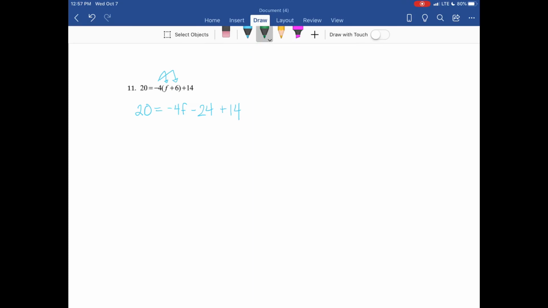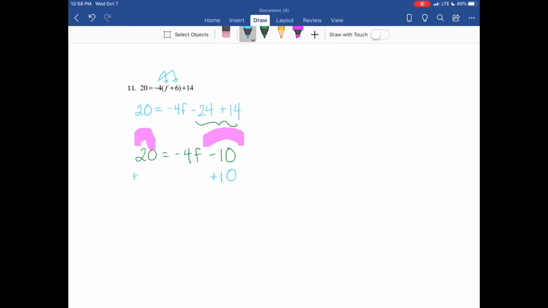So here, let's identify. I think on the right side we have like terms. So we have 20 equals negative 4f. And now I'm taking negative 24 and adding positive 14. I'm adding 14 to negative 24, and that leaves us with minus 10. And I'm hoping that you're seeing this term and this term. Those are my two like terms. I want to combine them. I want that f by itself. I want to get rid of that minus 10.